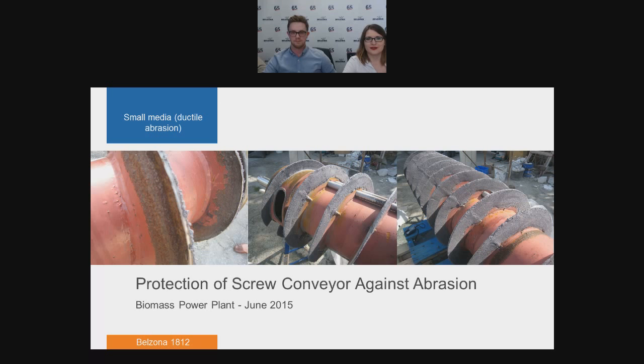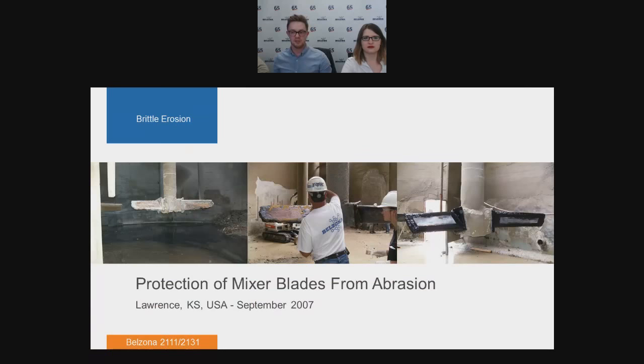Due to the particles being incredibly small, Belzona 1812 was specified as it can deal with thinner materials. The blades were prepared and coated in accordance with the instructions, and this allowed the conveyor to continue operating in such a harsh environment with minimal wear to the base materials of the blades. A similar sort of example, but this time it's for a mixer blade inside a crystallization tank. Rather than the ductile type abrasion we saw in the previous one, this is more of the brittle type.